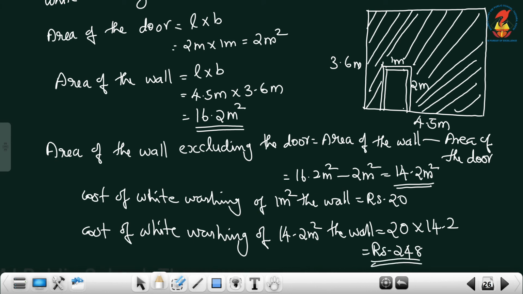This area, excluding the door, this full area: for 1 meter square the cost is 20 rupees. Full area is 14.2 meter square. What is the cost of whitewashing this? That means 20 into 14.2 equal to rupees 248.